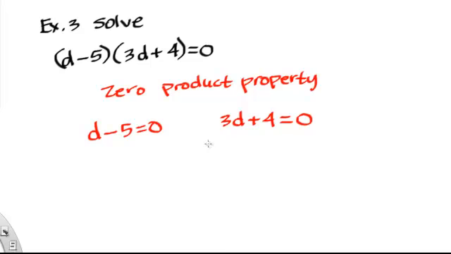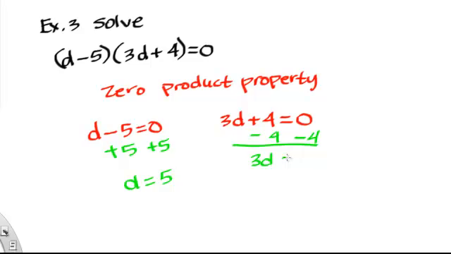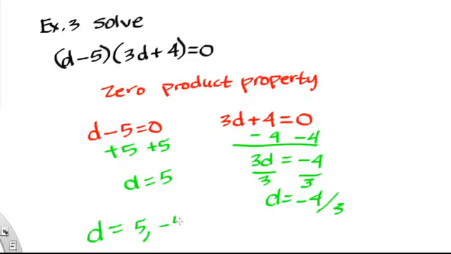So we now have to solve for the variable. In order to solve for the variable, in this case, I need to add 5 on both sides. So my variable d equals 5. On the right, I have to subtract 4. So I'm trying to solve for d, so I now have 3d equals negative 4. And I then divide by 3. So d is equal to negative 4/3. So I have two answers for d. So d is equal to 5 and negative 4/3.